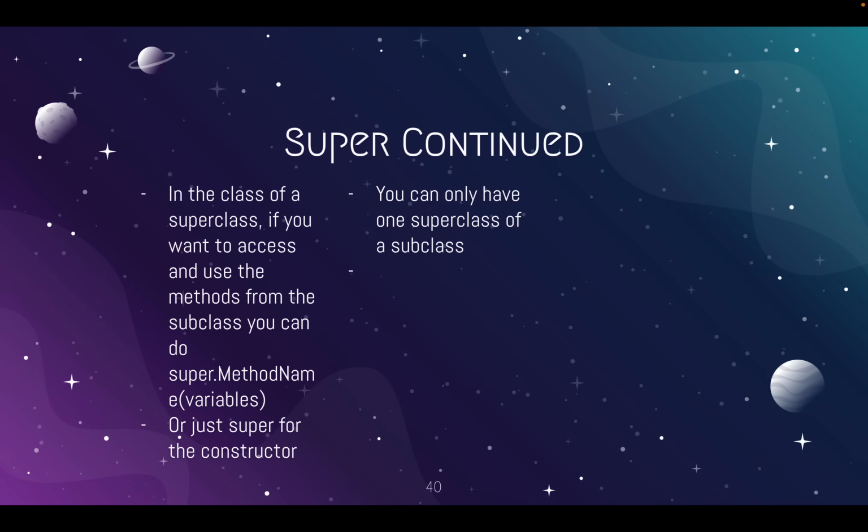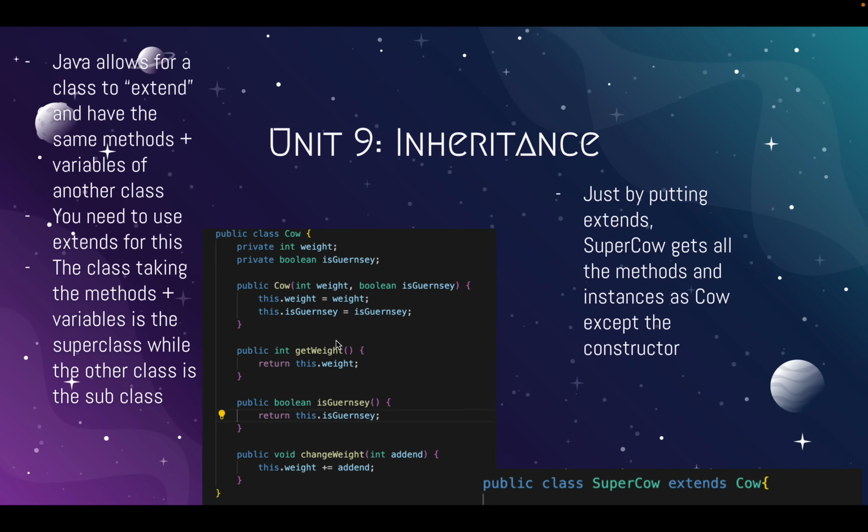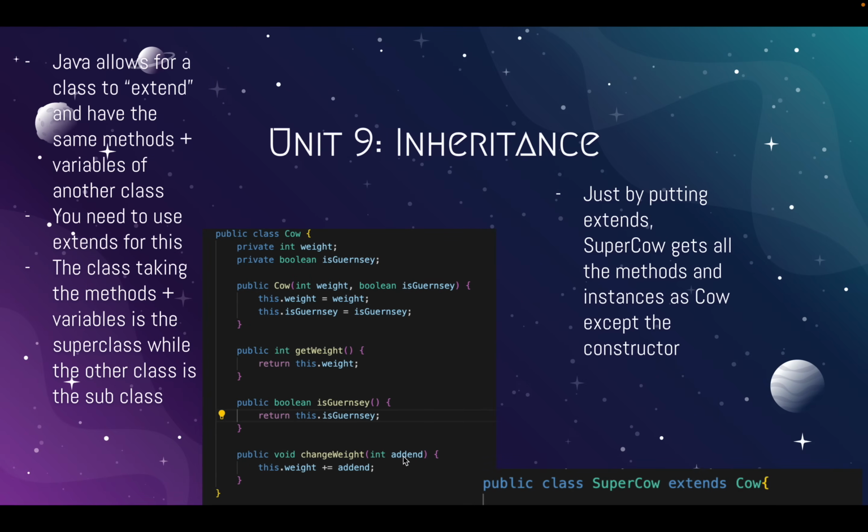So super continued. If you want to access and use methods from the superclass, you can do super.methodName and put the variables that it needs. Or you can just use super as shown here for the constructor. But for the methods, let's say you want to access the changeWeight method in the Cow class, you can do super.changeWeight and put in the addend and it'll adjust the weight.